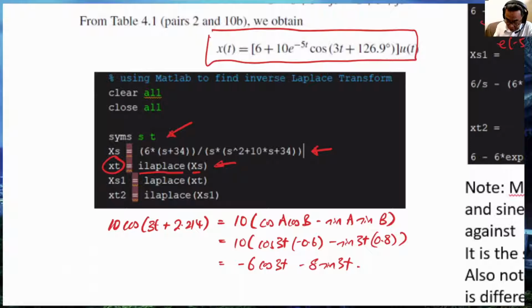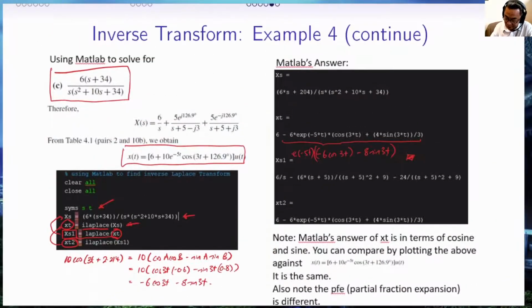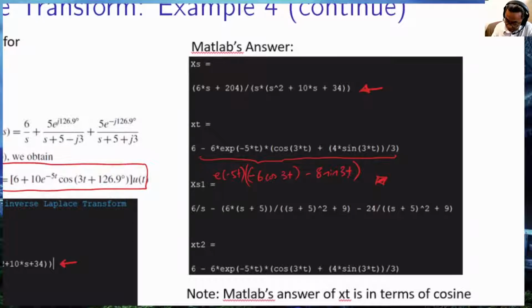Well, for sanity check, I send the x(t) back to verify X(s1). And then, again for sanity check, I send X(s1) into the inverse Laplace to get x(t2). So if everything works out, this should be correct, as well as X(s1) should be this value. Okay, so this is our answer over here. We have sent X(s). It gives us this x(t).